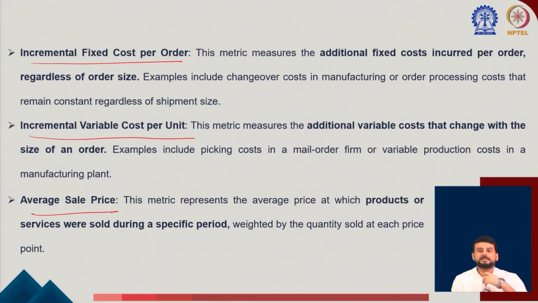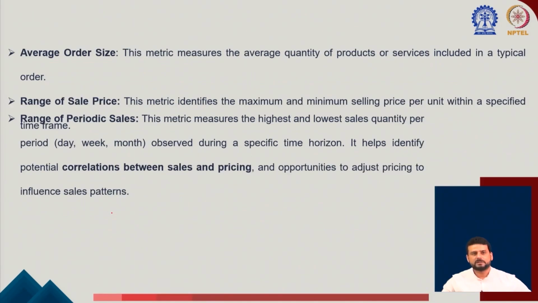Average sale price throughout that period. What is the average sale price? Some products, maybe the same product, you sold at the MRP, some you sold at maybe 50% lower because of excess inventory, right? So you need to fix that up. Average order size, how many orders you are processing in each lot, will help you design your economies of scale. Range of sale price will again help you define what the sale price was.